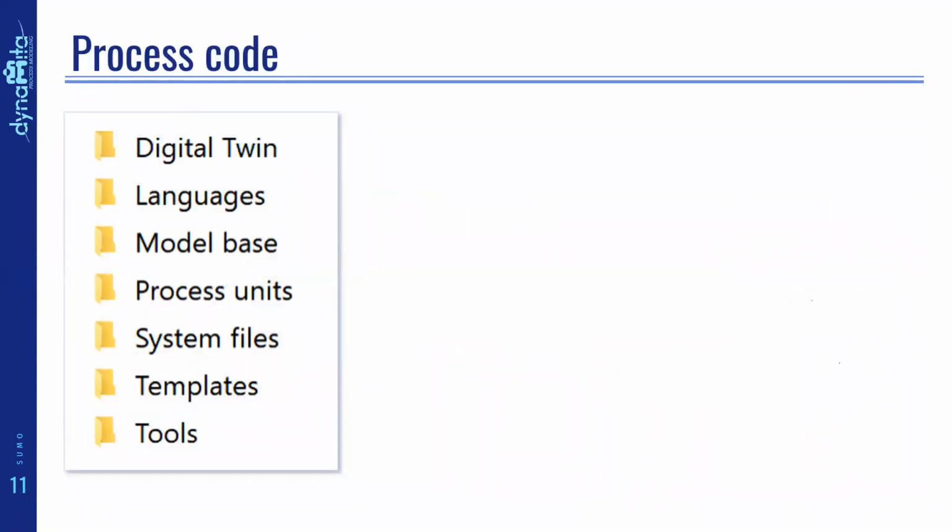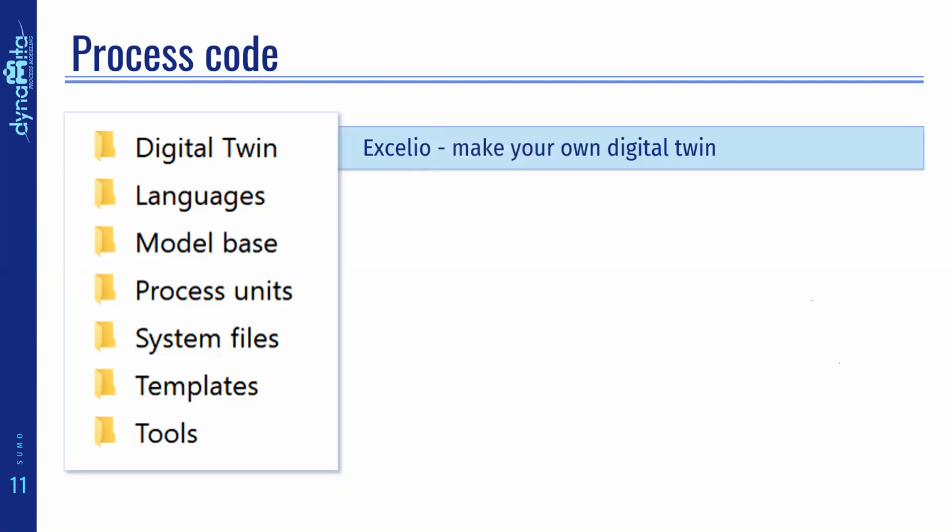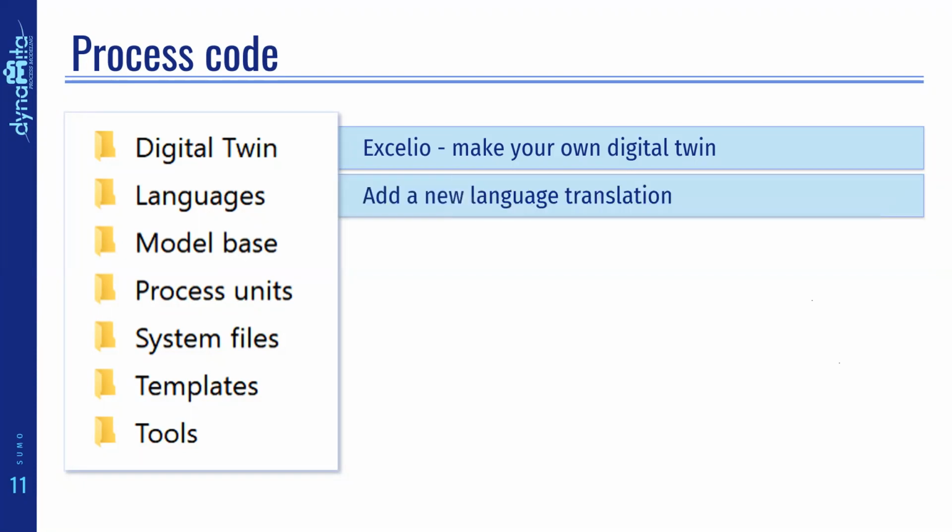Okay, so let's dive into a little bit of detail about these folders, which are under the process code. You can see that we have 7 folders. The first folder is named Digital Twin. That is where you can actually implement your own digital twin in an Excel example. SUMO has an Excel IO, which allows you to communicate with the SUMO file from the Excel sheet, which will allow you to create your own digital twin if you wanted to. You can implement new languages in this specific folder.